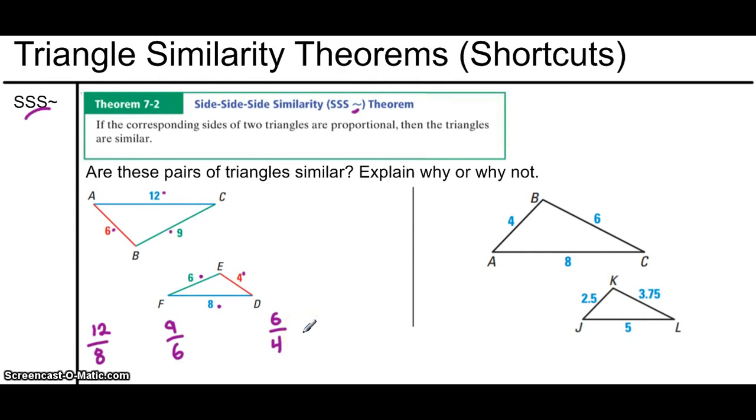Well, all we need to do is simplify each ratio to see if they're all the same ratio, if they're all proportional to each other. So 12 over 8, dividing both the numerator and denominator by 4, I get 3 over 2. For 9 over 6, if I divide the numerator and the denominator by 3, I get 3 over 2.